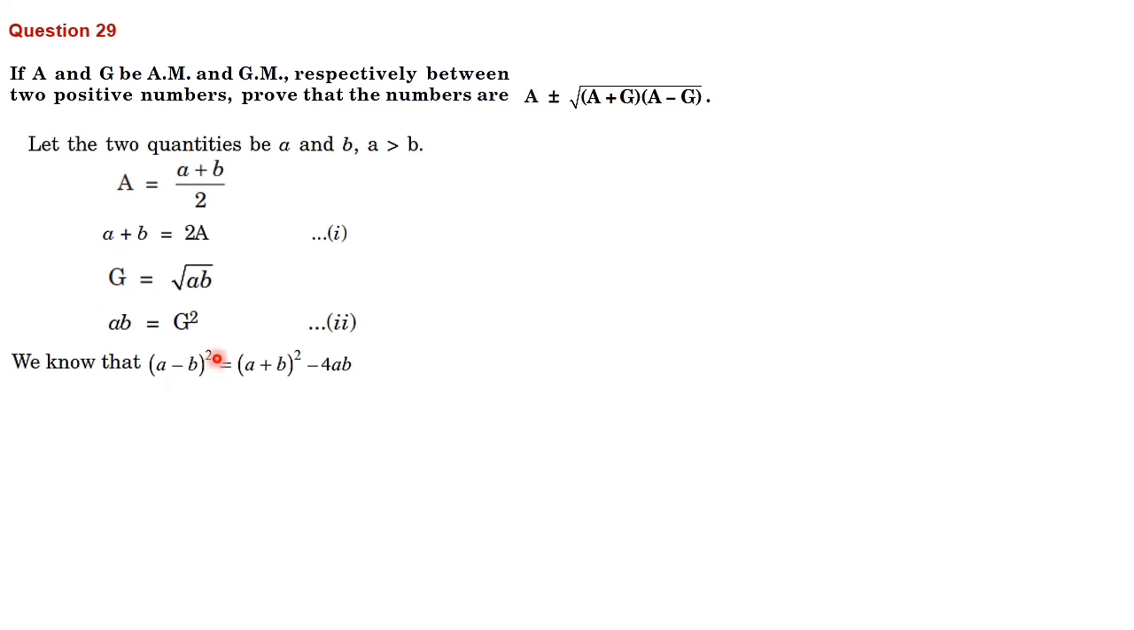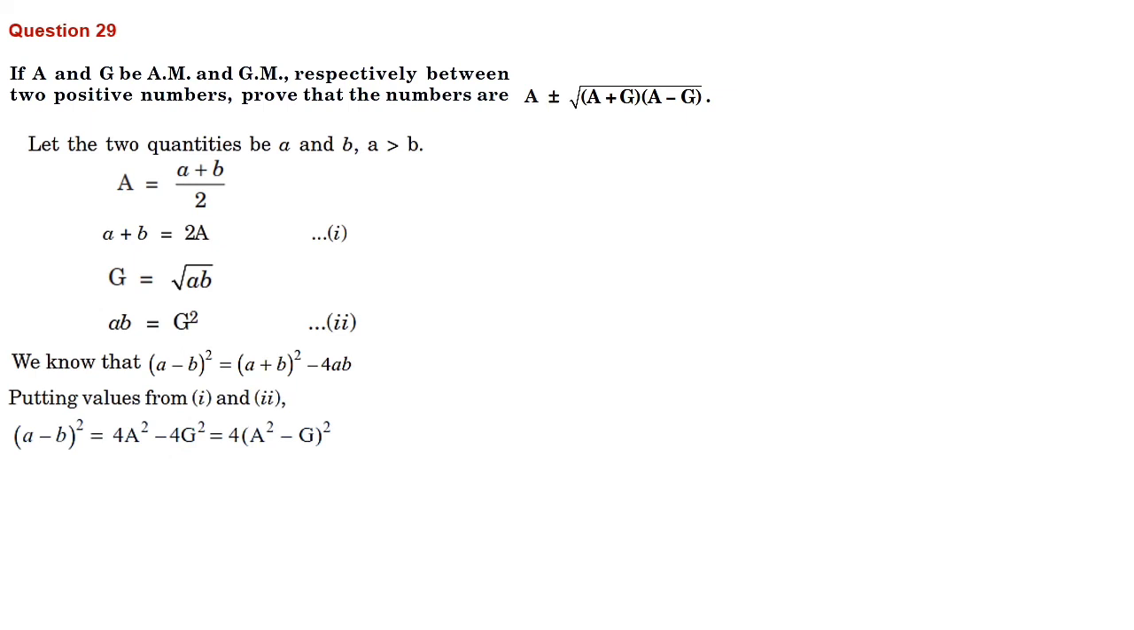So we know that (a minus b) the whole square is equal to (a plus b) the whole square minus 4ab. This is the identity, just learn it by heart if you don't know it. Then putting the values from 1 and 2, (a minus b) the whole square is equal to (a plus b), which is 2A, so (2A) the whole square, which is 4A square, then minus 4ab, where ab is G square, so minus 4G square. What we have done is put the value of a plus b, that is (2A) the whole square, 4A square, minus 4ab, where 4 into ab is 4G square.